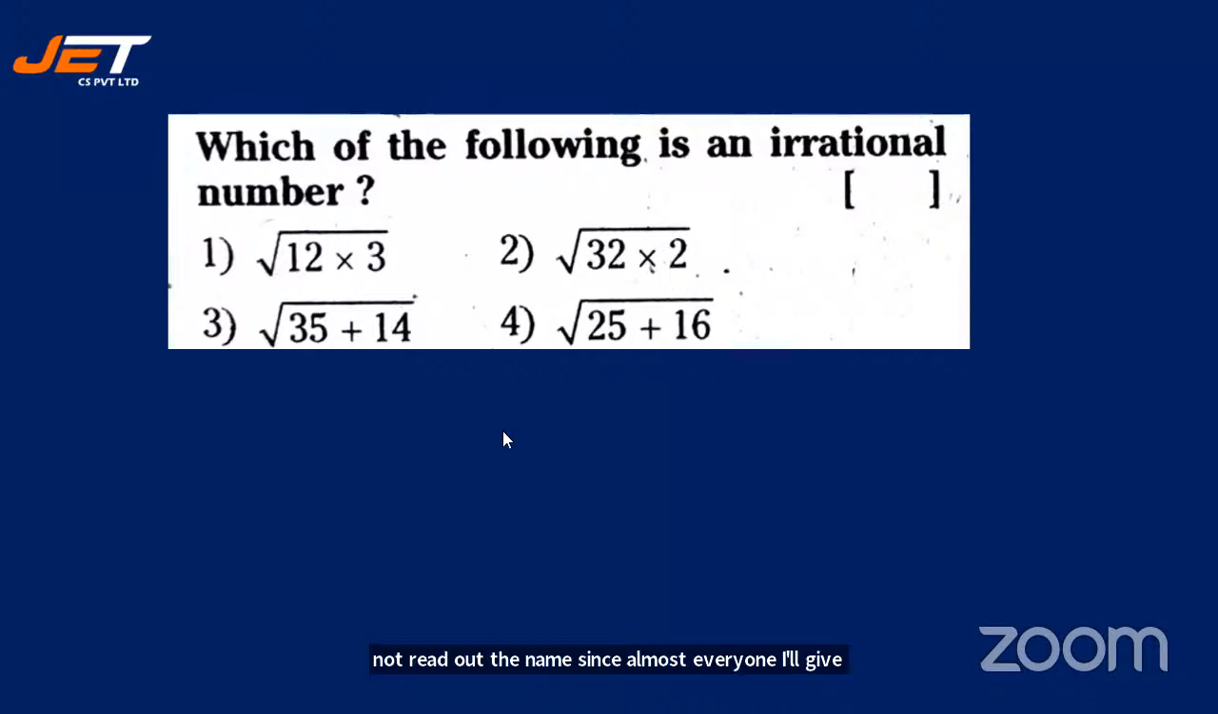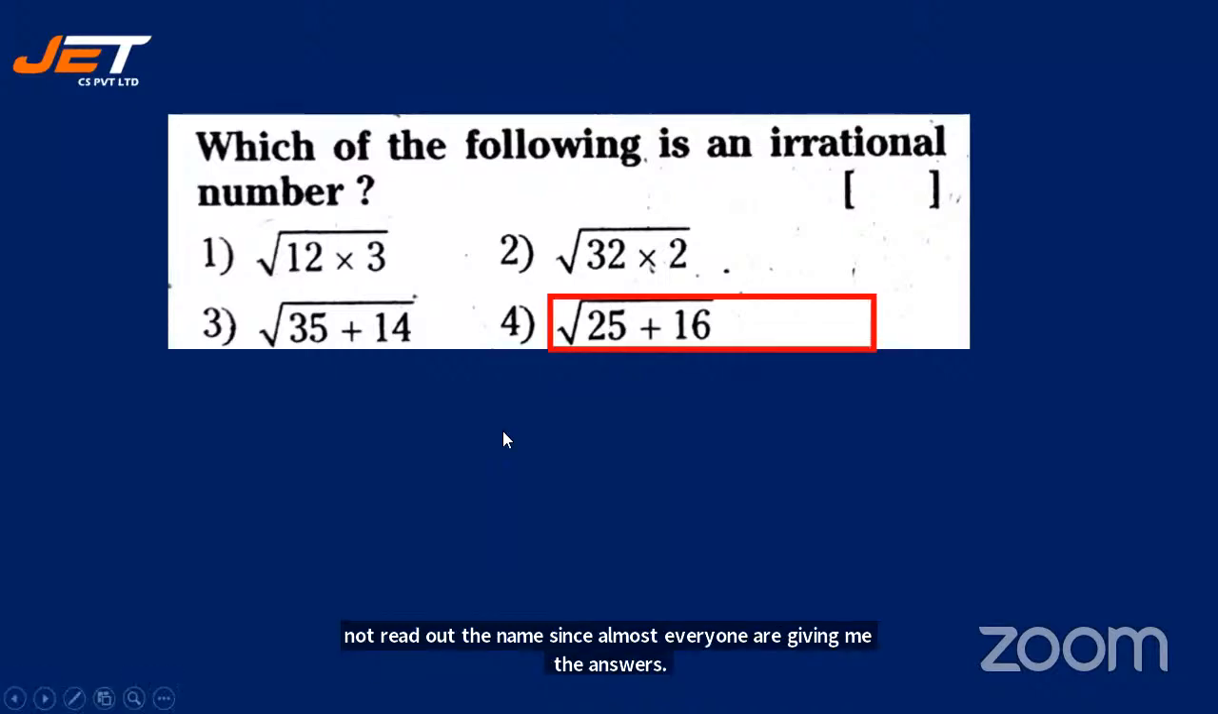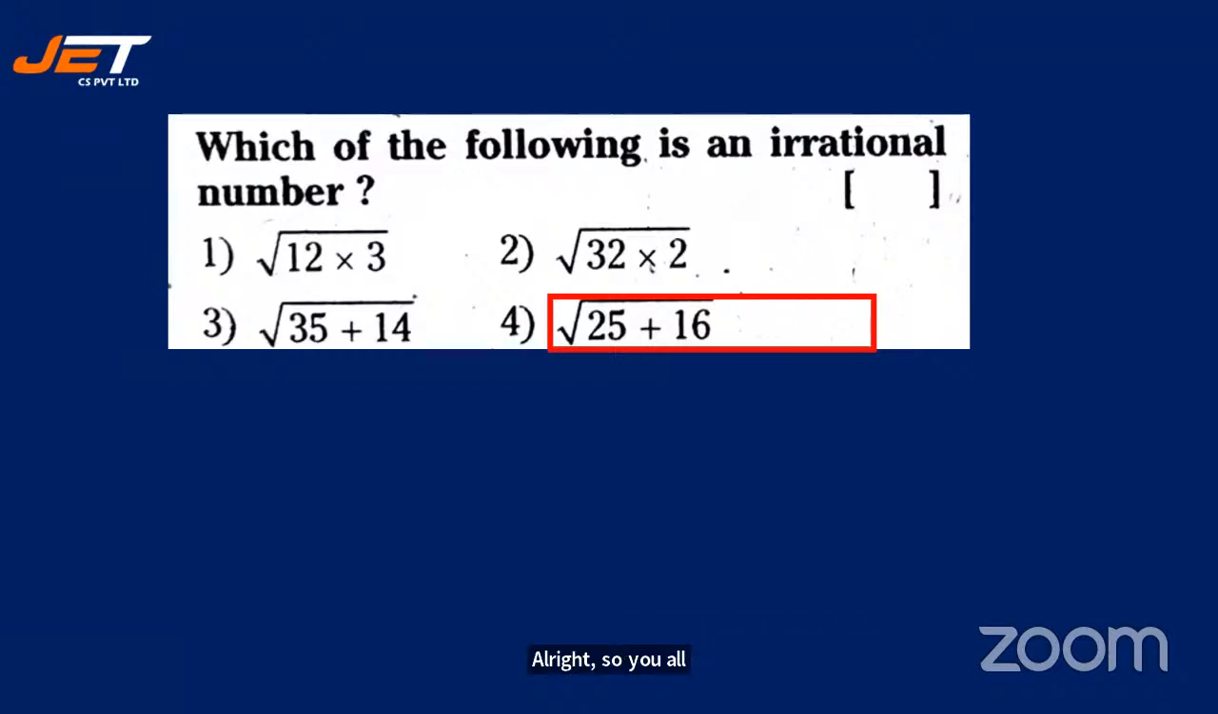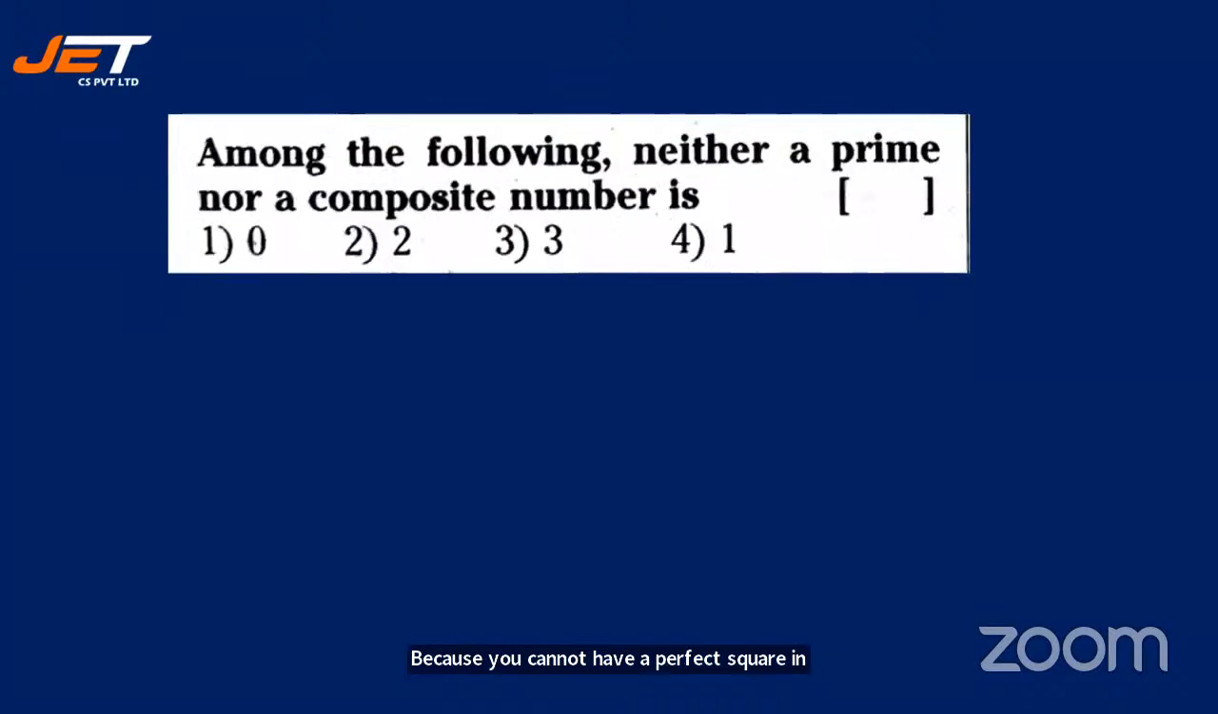All right, so you all have worked it out, I suppose. Let's see. Yes, it is none other than option 4. Perfect. Because root 25 is 5 and root 16 is 4, it is a rational number, not irrational, because you get a perfect square in this. All right, yes, see the next question.